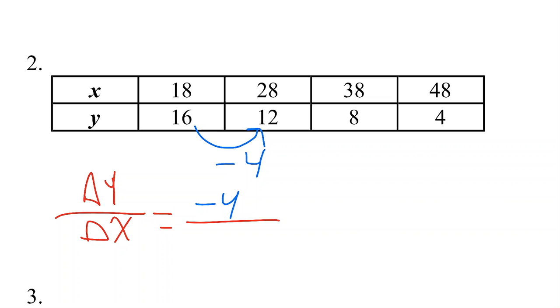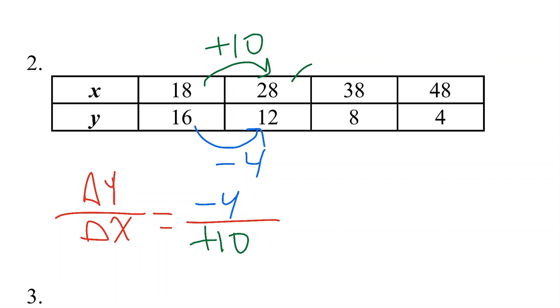And again, because you're going from this point to this point, you need to make sure you go from this point to this point because that's the corresponding x values. So what is happening to x when you go from 18 to 28? Well, it is increasing. So that's going to be a positive change. How much is it increasing by? 10. And so your change in x is positive 10.